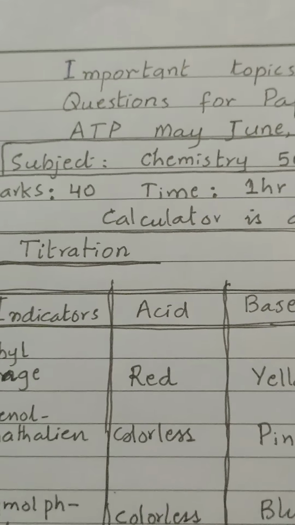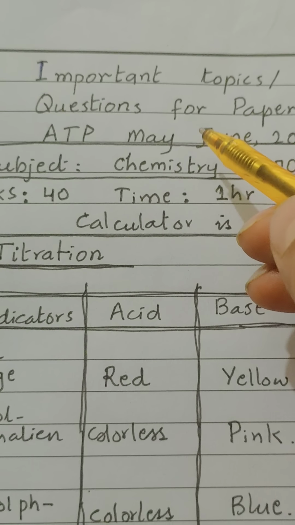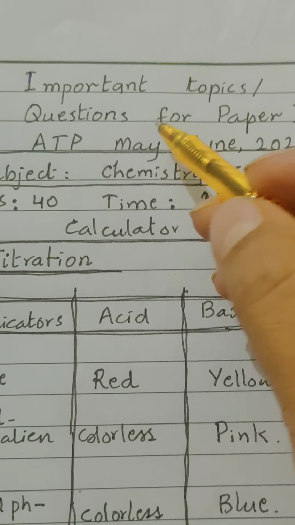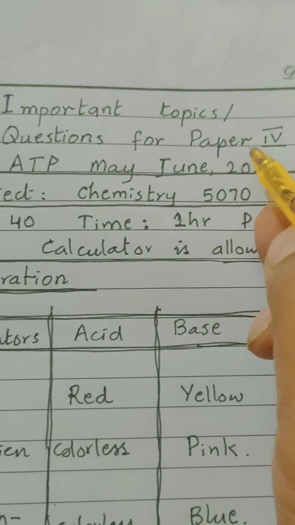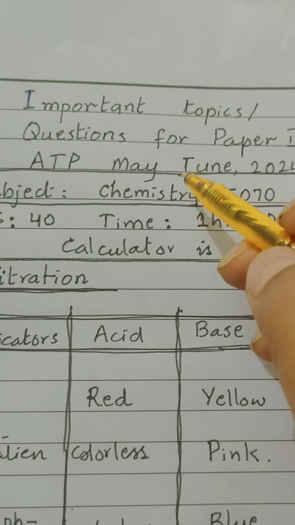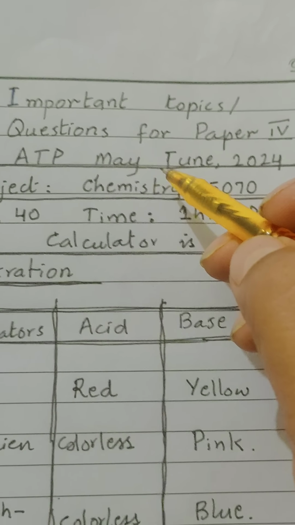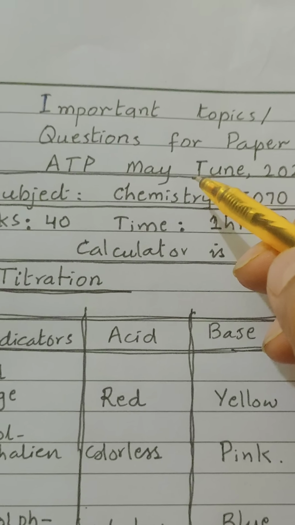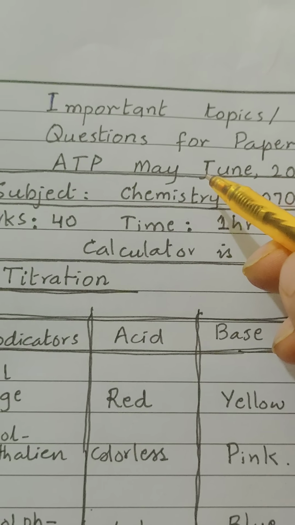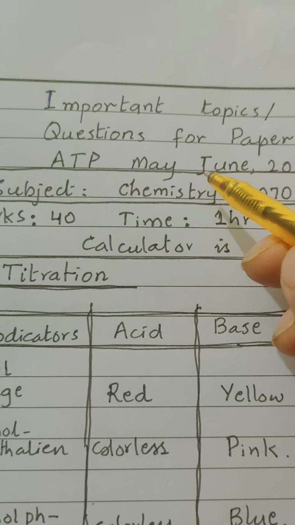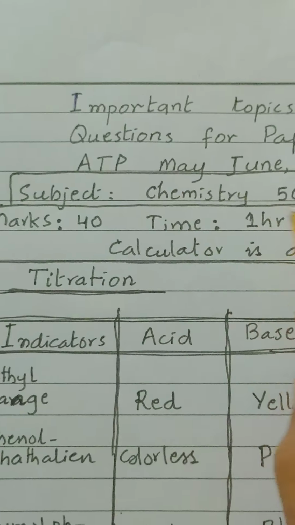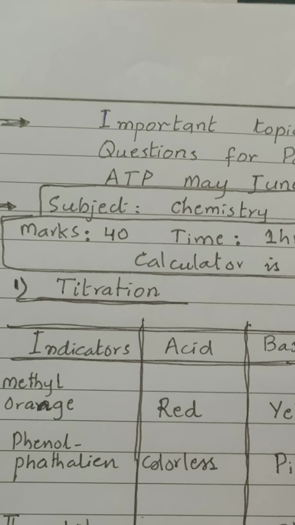Bismillahirrahmanirrahim. Today we will discuss the important topics and questions for Paper 4 ATP for the upcoming paper in May/June 2024. What are the important questions and what are the important topics for Paper 4, subject Chemistry 5070?